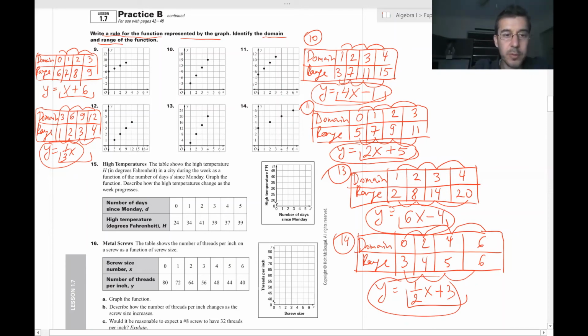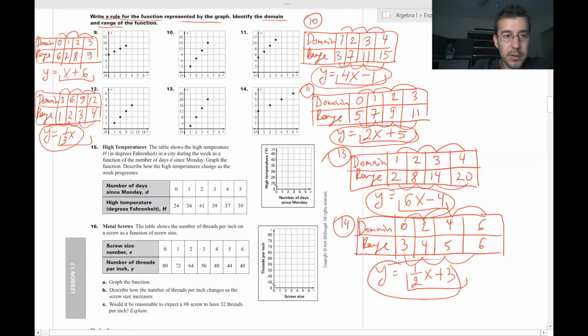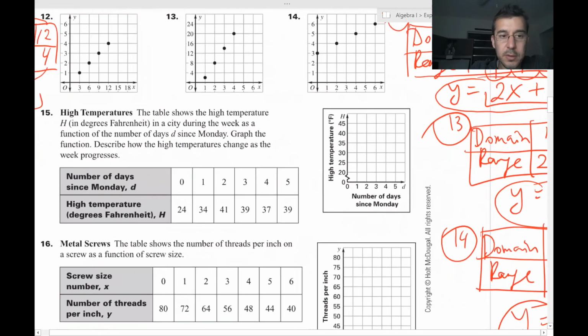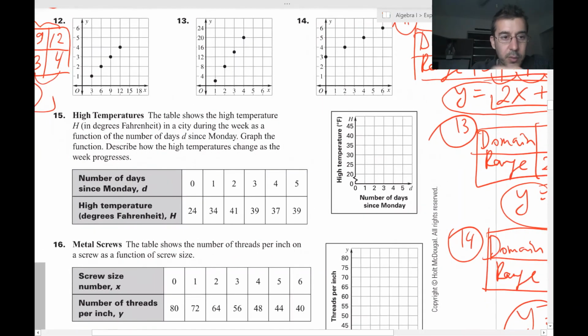Okay, we have 2 more problems, 15 and 16. 15, high temperatures. The table shows the high temperature in degrees Fahrenheit, H, in a city during the week as a function of the number of days, D, since Monday. Graph the function. Okay, so let's see if we can zoom in here. So this is X, this is Y.